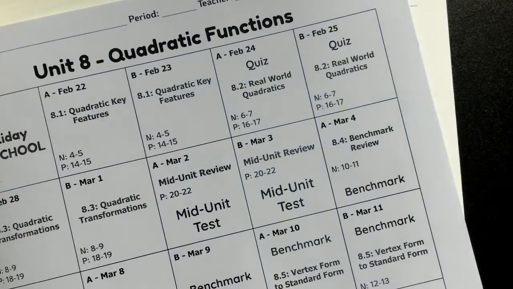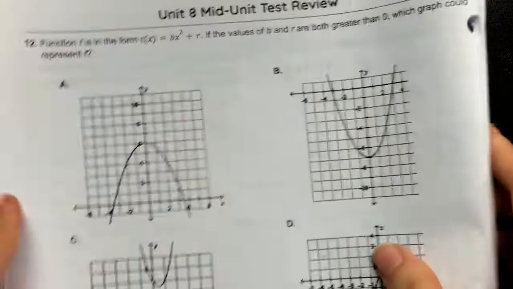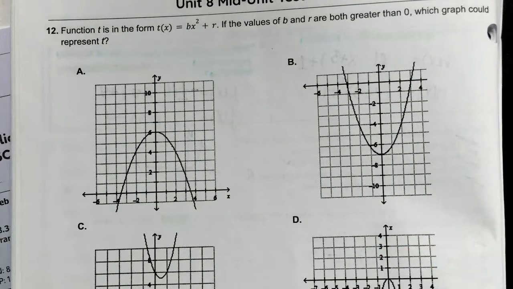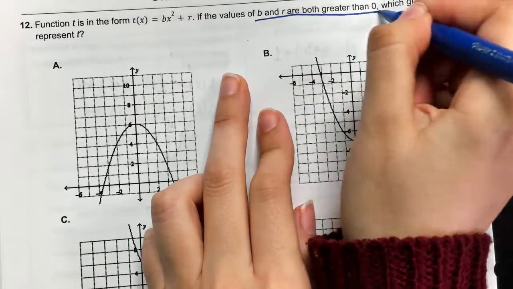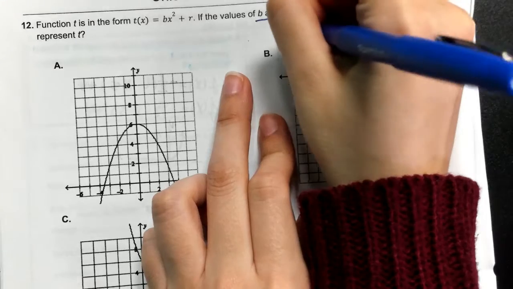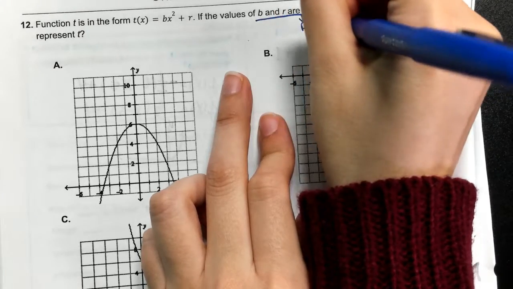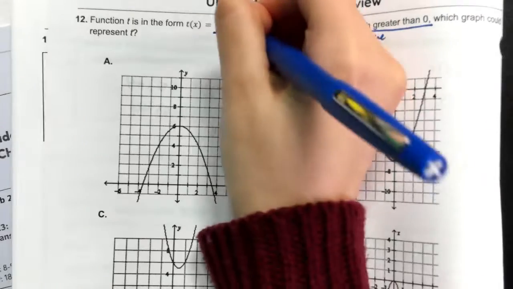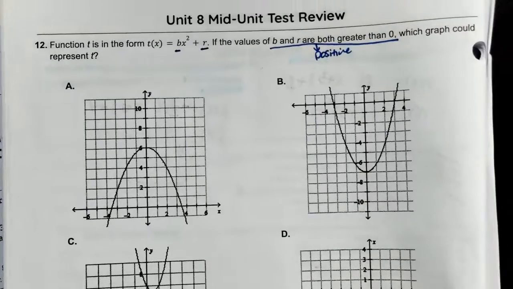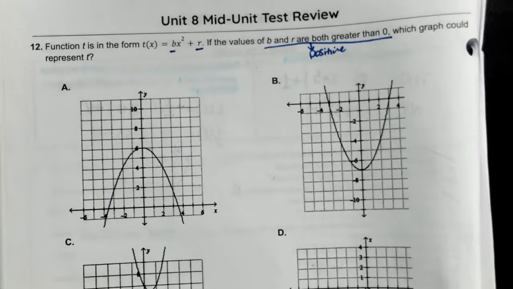The last problem on your review is this one right here. Function t is in the form of t of x equals bx squared plus r if the values of b and r are both greater than 0. So make sure you know what this means. B and r are both greater than 0, which means they're telling us that b and r are positive. So this b here and this r is positive. That's important to know. Which graph could represent t?